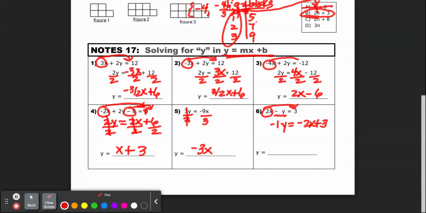And then we're going to go through and divide everything by a negative 1. So that just changes everything on the right side to its opposite sign. So instead of a negative 2x, it's going to be positive. Instead of a positive 3, it's going to be a negative 3.